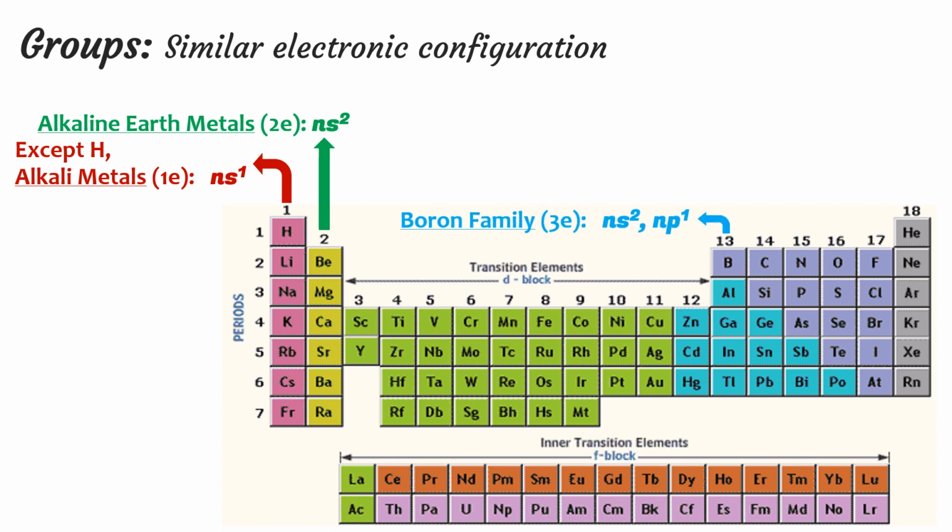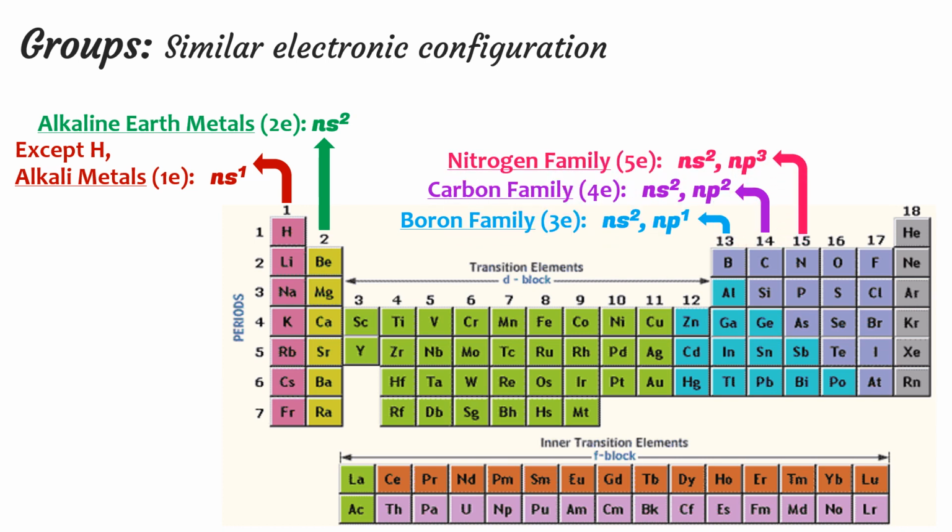Group 13 is known as boron family. They have 3 electrons in their valence shell, so their electronic configuration is ns2 np1. Group 14 is known as carbon family. They have 4 electrons in their valence shell and their electronic configuration is ns2 np2. Group 15 is known as nitrogen family. They have 5 electrons in their valence shell and their electronic configuration is ns2 np3.